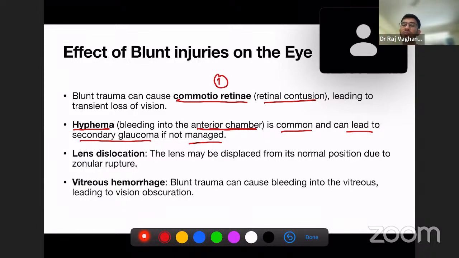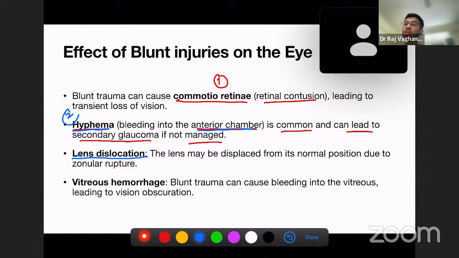So hyphema is bleeding into the anterior chamber. You have to remember these two points: hyphema, anterior chamber. It is common. So this is about the second point. Now, third point, lens dislocation. The lens may be displaced from its normal position due to zonular rupture.